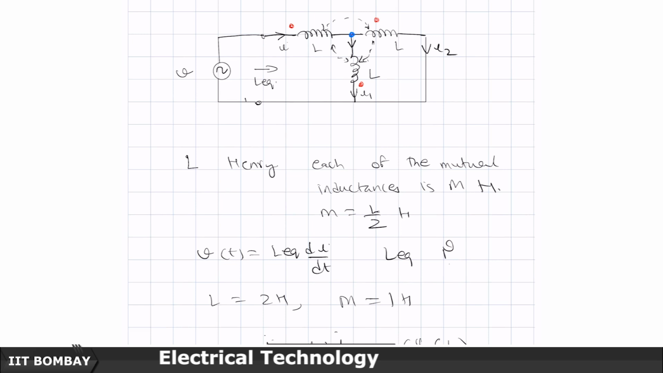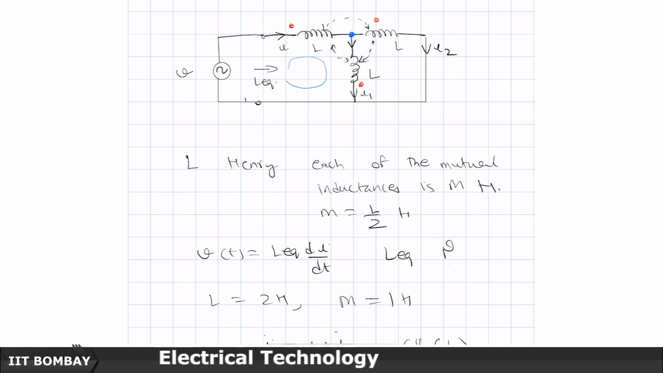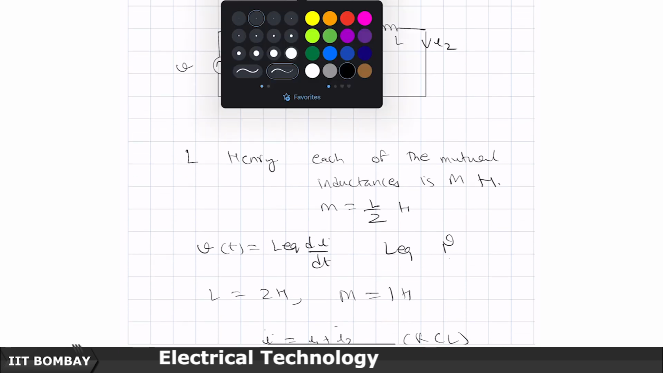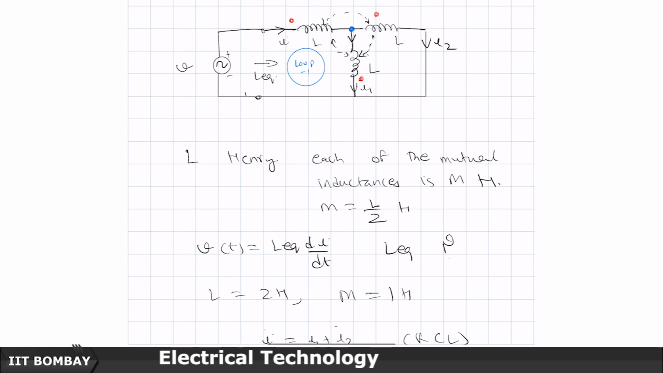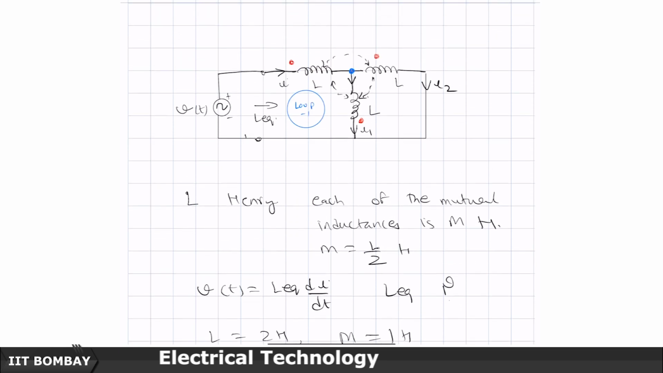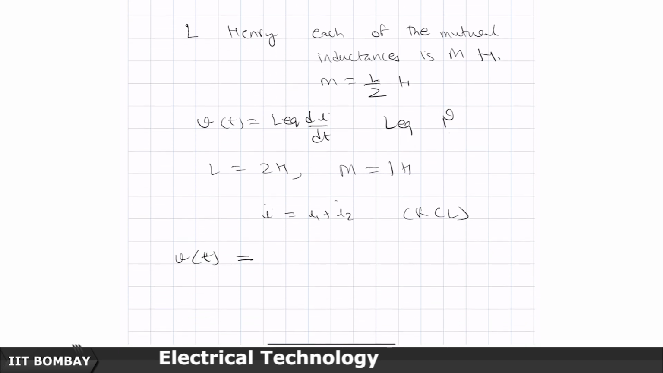Now, the first loop that I am going to take to write the KVL is this particular loop, this is loop 1. In this loop 1 I am going to start from this particular source. So, the voltage rise V of t will be written as equal to the voltage drop in the two inductors, this and this, the center limb and the left one.